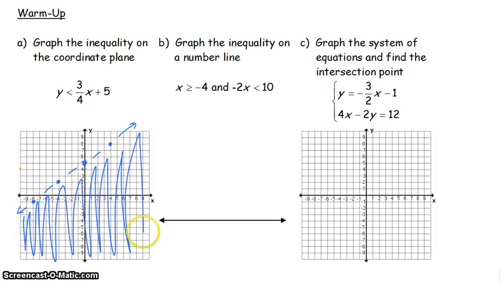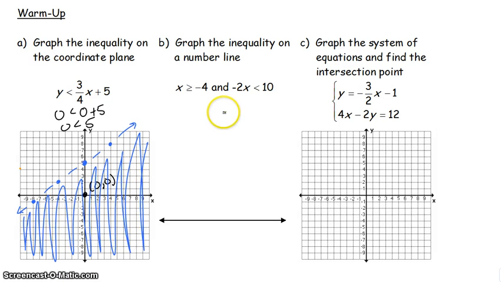And if we want it to be less than, we are going to shade below the line. If you're still not sure which way to shade, remember you're going to use a test point. If I plug in my point of 0, 0, I'd have 0 is less than, 3/4 times 0 is 0 plus 5. 0 is less than 5. That is true, so I'm going to shade in that direction. So that's graphing a simple inequality.